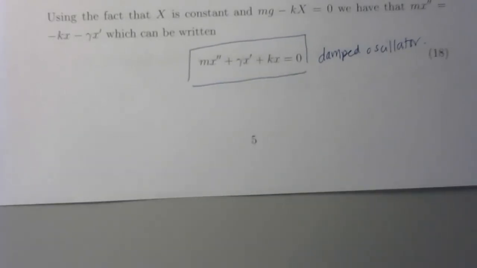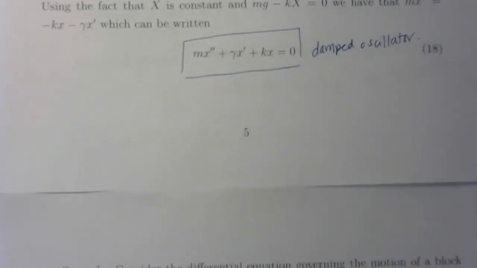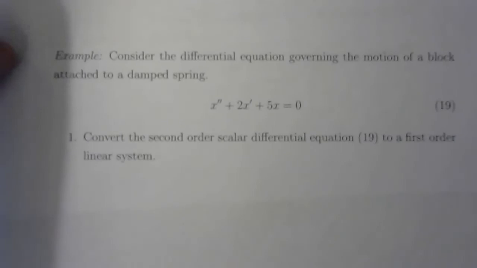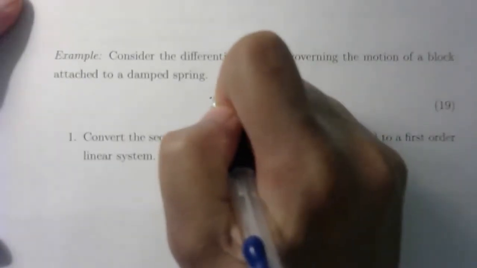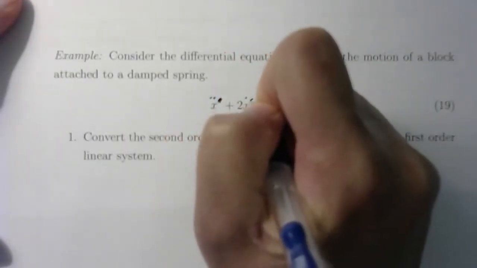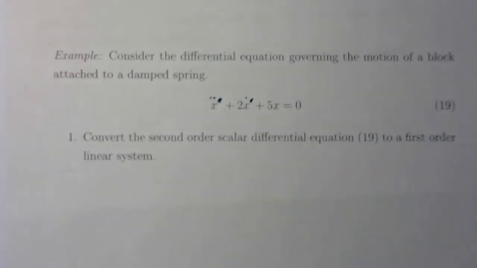Let's consider one system with certain gammas and k's. We're on page 6 now. So we have m x double dot. Get rid of those apostrophes, I don't like them as much. Usually we use dots for time derivatives. That's what it'll be. And I am going to look at a mass spring damper: x double dot plus 2x dot plus 5x is equal to 0.